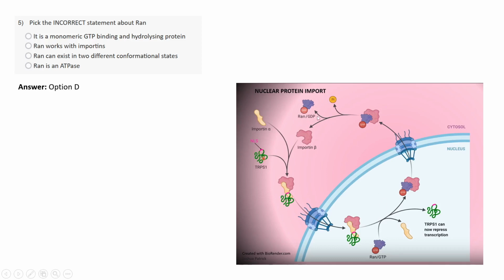If there was RAN GTP present in the cytosol, it would directly dislocate the importin binding with this protein. That is why the segregation is important. So it is a monomeric GTP binding and hydrolyzing protein; this is correct. RAN works with importin; this is also correct. And RAN can exist in two different conformational states, that is RAN GTP and RAN GDP. And RAN is an ATPase; this is incorrect.